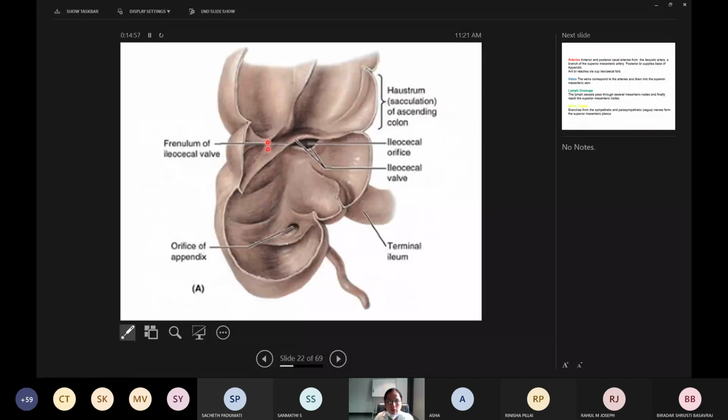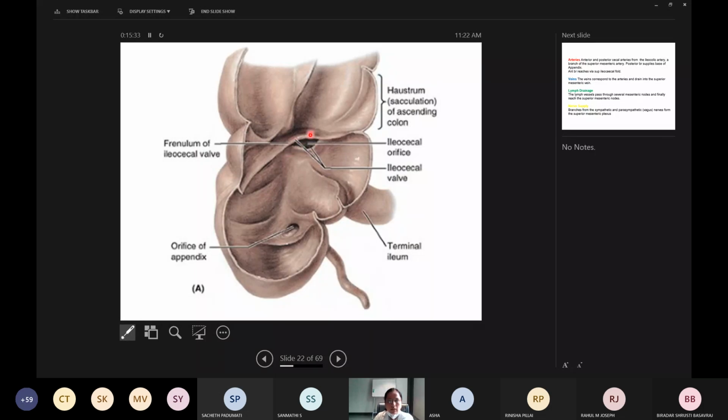So this ileocecal orifice is guarded by a valve. This valve has an upper lip and a lower lip. Both the lips will be continuous as folds of the mucous membrane which are called the frenula. Upper lip is horizontal and lower lip is concave above. So this is the ileocecal orifice. Its transverse diameter measures around 2.5 centimeters.